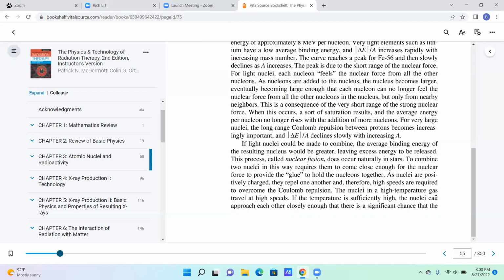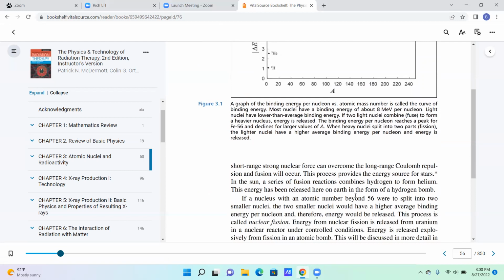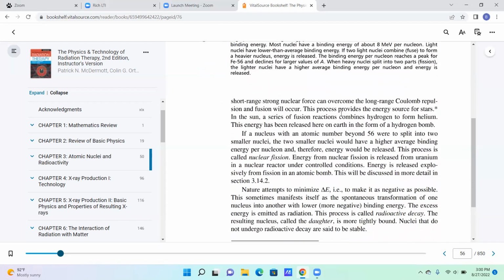The nuclei in a high temperature gas travel at high speeds. If the temperature is sufficiently high, the nuclei can approach each other closely enough that there is a significant chance the short-range nuclear force can overcome the long-range Coulomb repulsion, and then fusion will occur. This is the process that provides energy for stars. In the sun, a series of fusion reactions combine hydrogen to form helium. This energy has been released on Earth in the form of a hydrogen bomb.